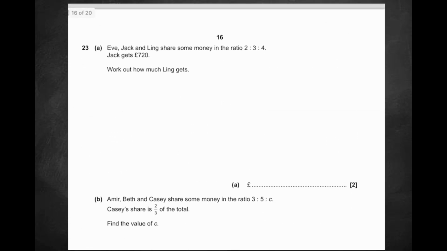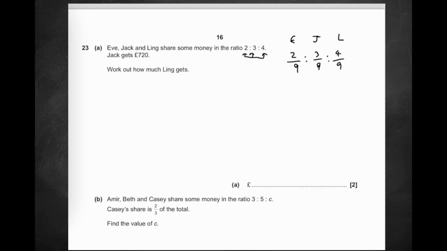Question 23. Eve, Jack, and Ling share some money in the ratio 2-3-4. Jack gets £720. Work out how much money Ling gets. So, with a ratio, if you add up everything in the ratio, that comes to 9. We can stick that at the bottom of a fraction as the denominator, and we can say that we have this relationship between the numbers, 2 ninths, 3 ninths, and 4 ninths. So that's Eve, Jack, and Ling.